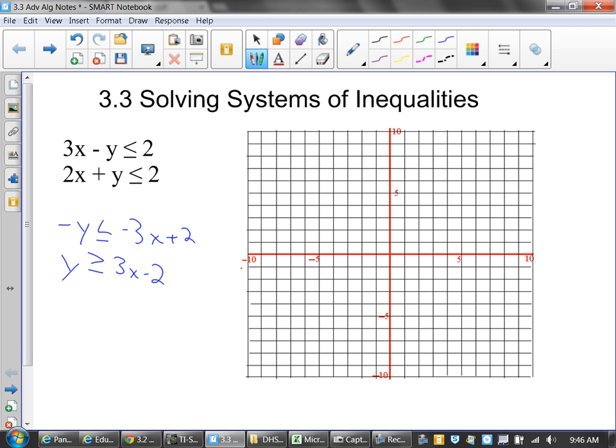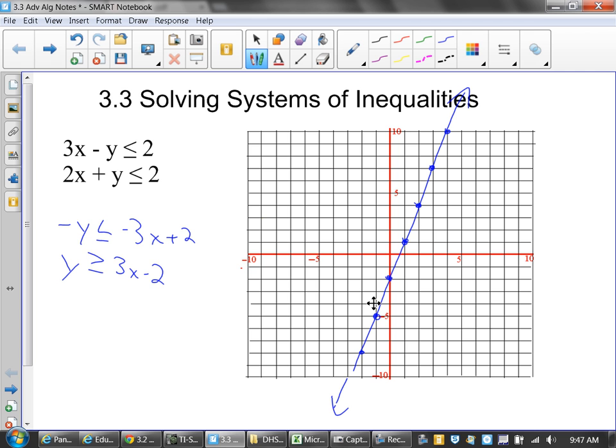Will this be a solid or a dotted line for that one? It's going to be solid. So I started at negative 2 and I walked my slope of 3. And then I connect my dots with my solid line. Okay. So far, so good? What's the next step for graphing of inequalities? Shade them. Does this graph go through the origin?